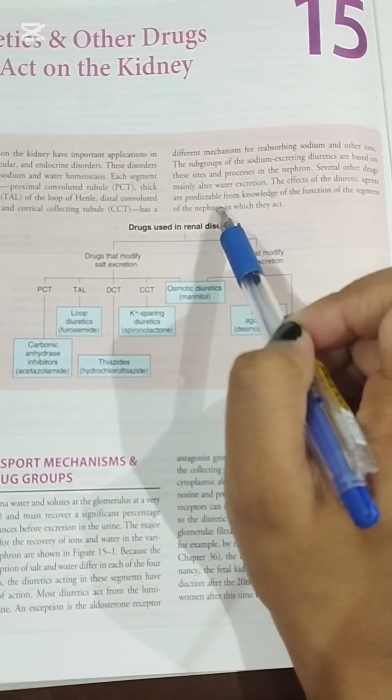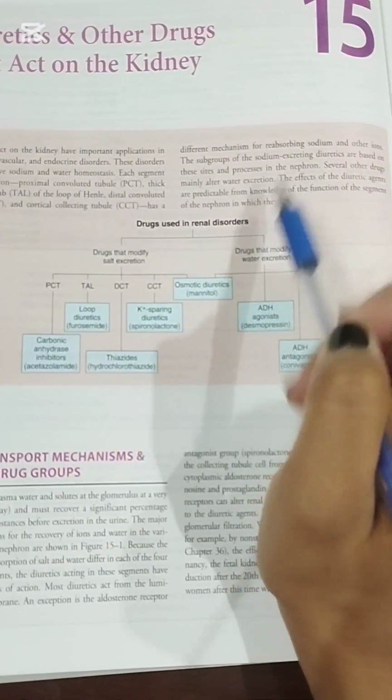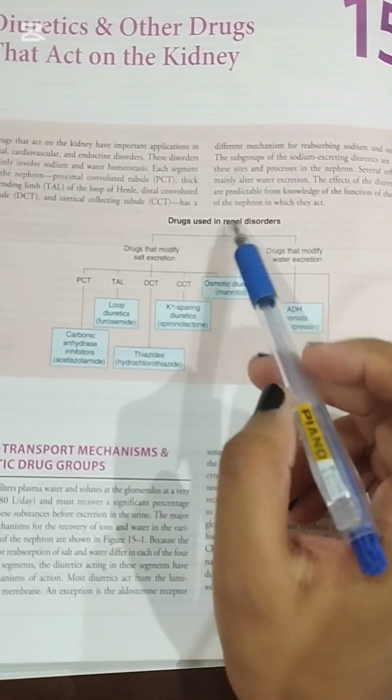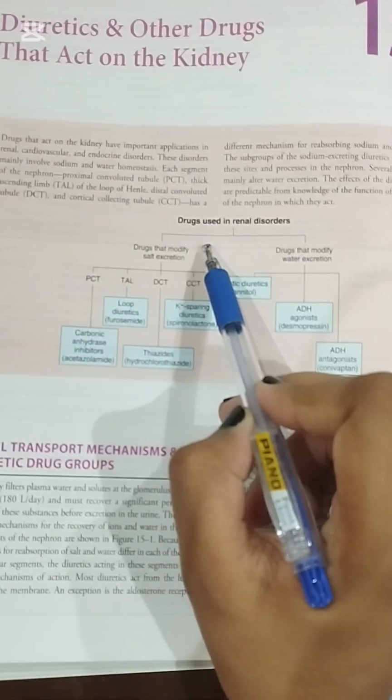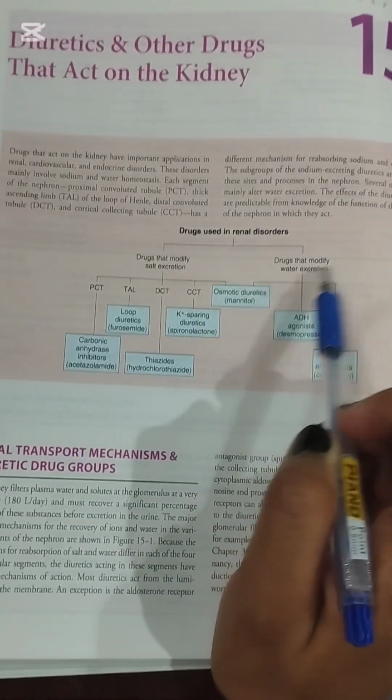The effects of the diuretic agents are predictable from knowledge of the function of the segment of the nephron in which they act. So, for drugs used in renal disorders, we have drugs that modify the salt excretion, and we have drugs that modify the water excretion.